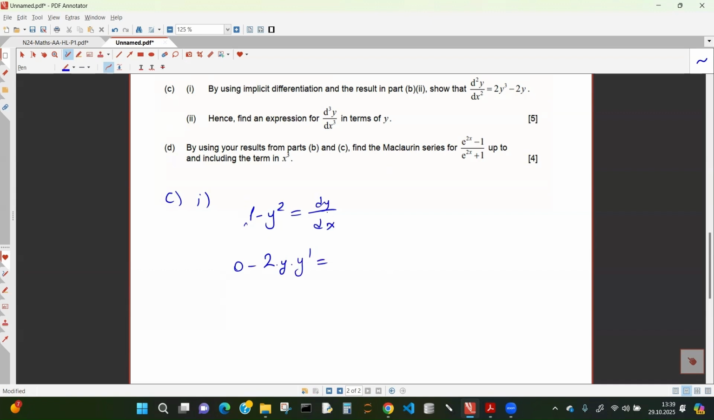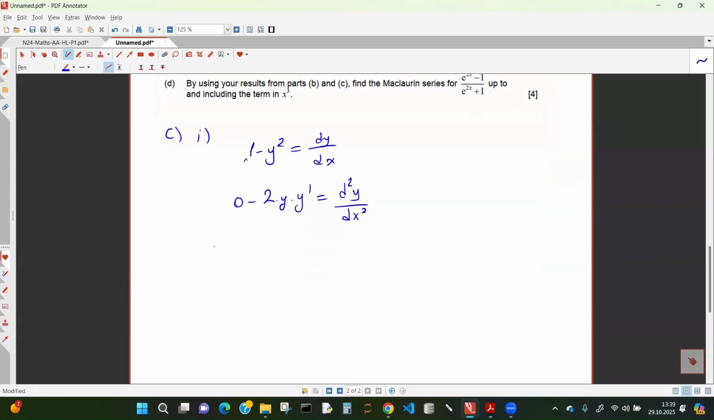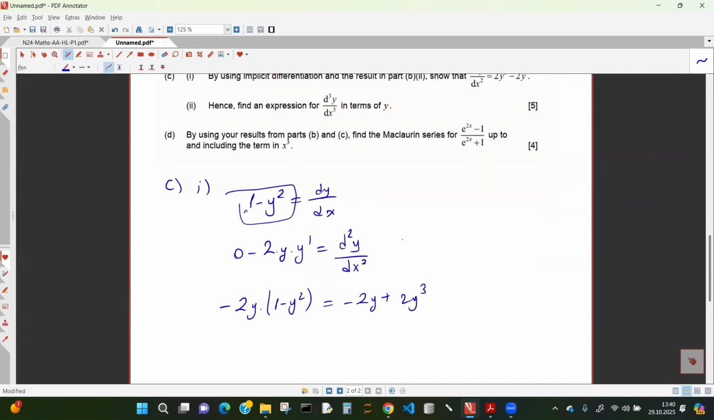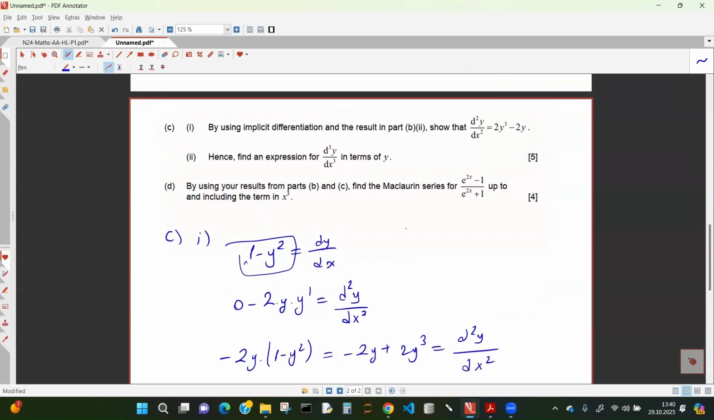We are also applying the derivative on the right side. It's going to be the second derivative of y, right? From here, you can write minus 2 times y times the derivative of y. We can also write this 1 minus y squared, which is minus 2 times y plus 2 times y to the power of 3 equals the second derivative of y.